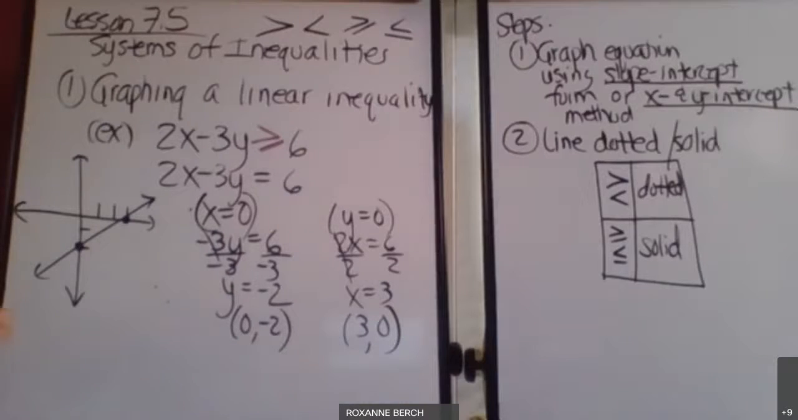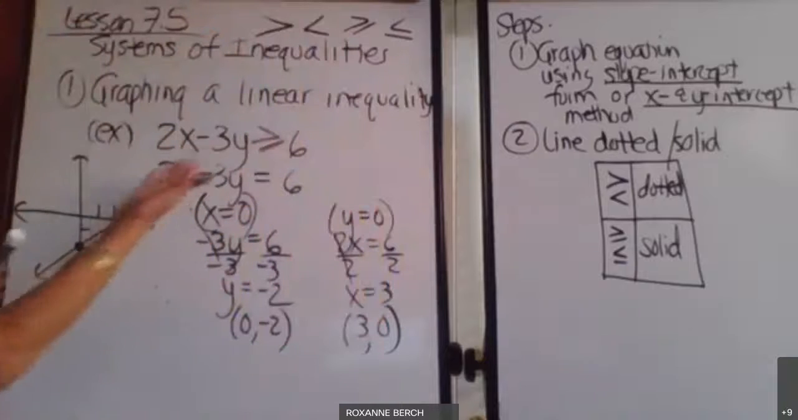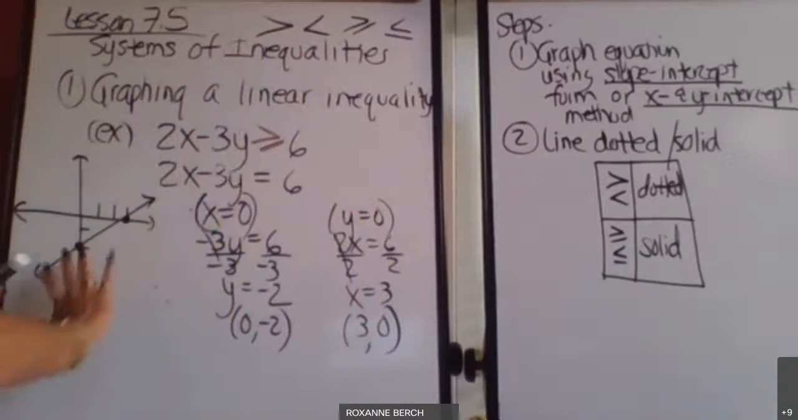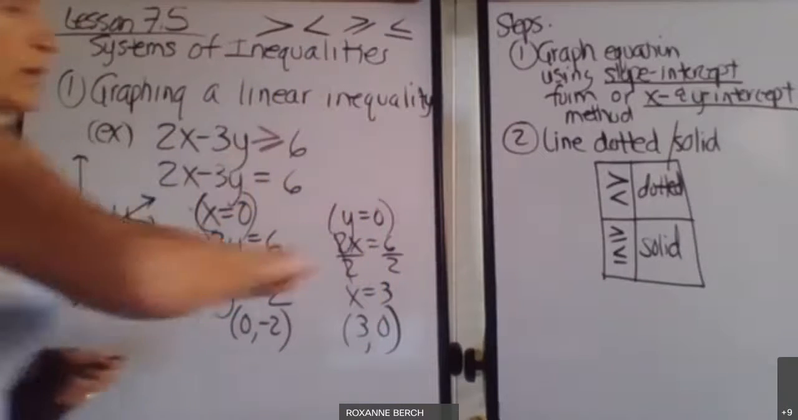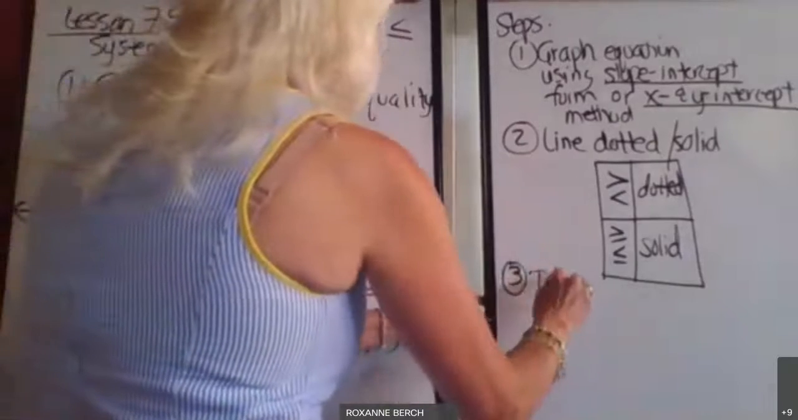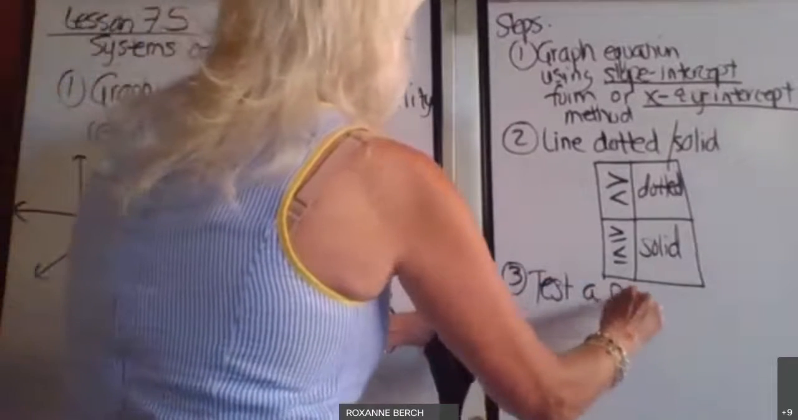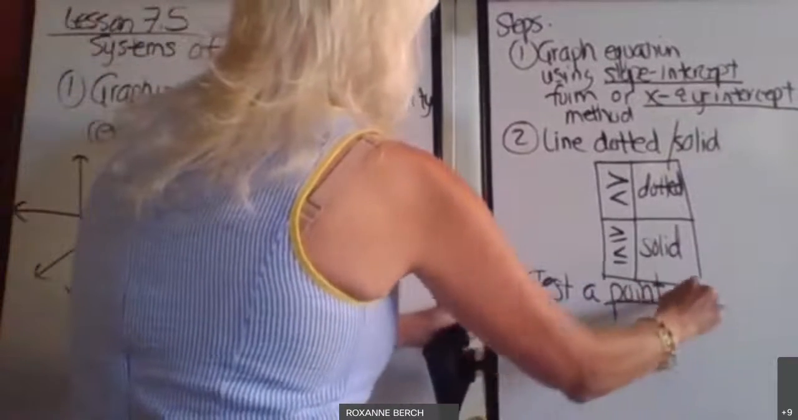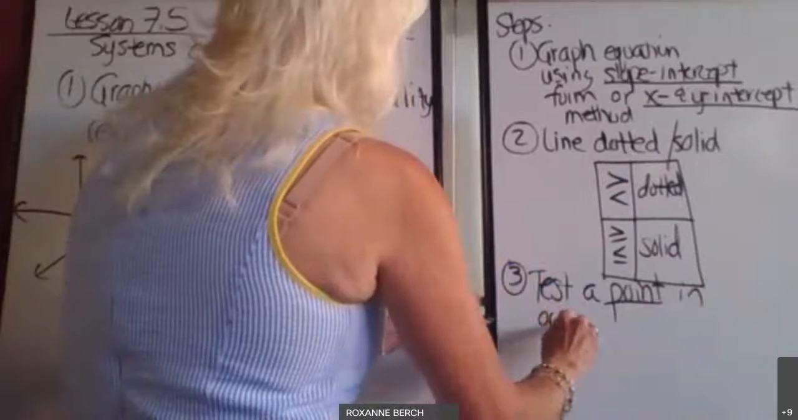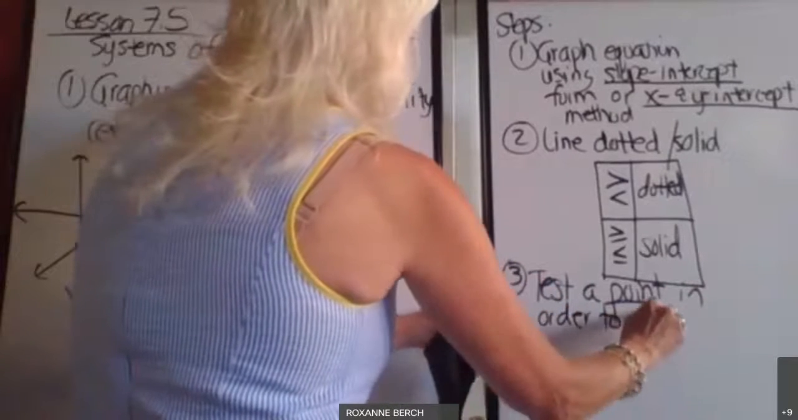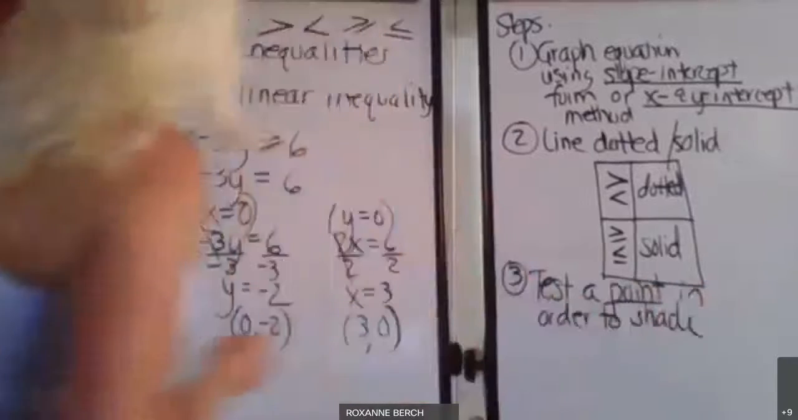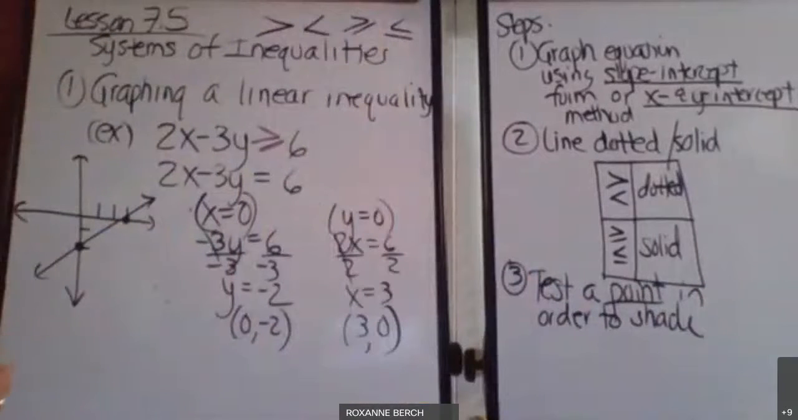All right, so the third step. In our problem, the line is solid, which means the solutions can be on the line. So the third thing we want to do is test a point in order to shade. Basically, shading means that we're showing the solutions. So let me show you how to do this. I'm going to write it down below here.